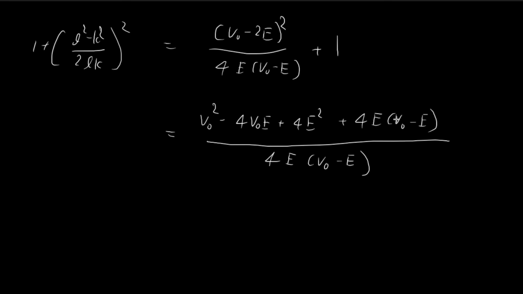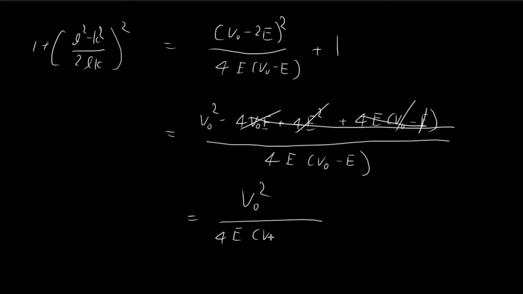And then here you can see that the terms also cancel out. So we have a 4E squared, and then here we have a minus 4E squared. So these cancel out. And then here we have a positive 4EV0, here we have a minus 4EV0. So they also cancel out, which is always a good sign. So everything here cancels out. So all we're left with is V0 squared divided by 4E(V0 minus E). And essentially now we're done.